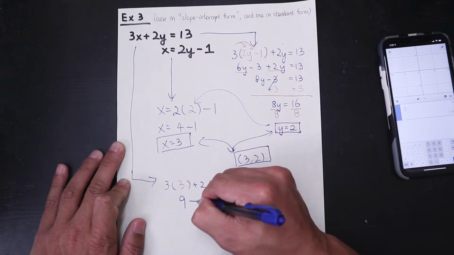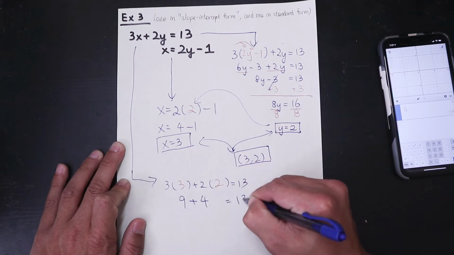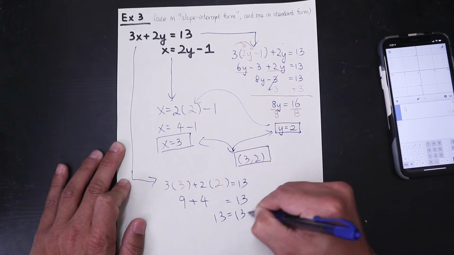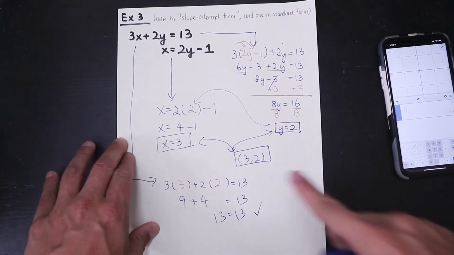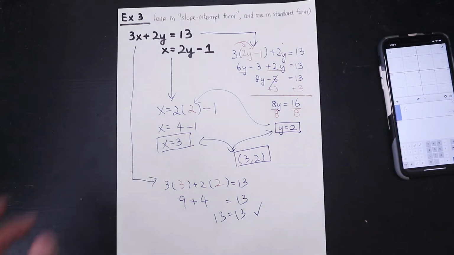So 3 times 3 is 9. 2 times 2 is 4. Hey, 9 plus 4 does equal 13. So everything checks out, so you know that (3, 2) is your final answer.